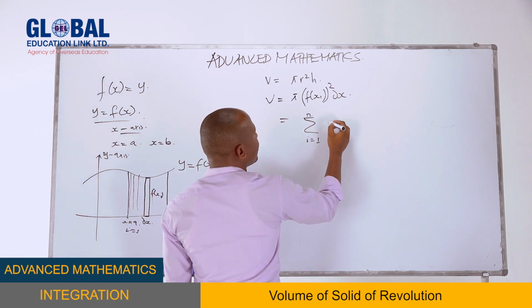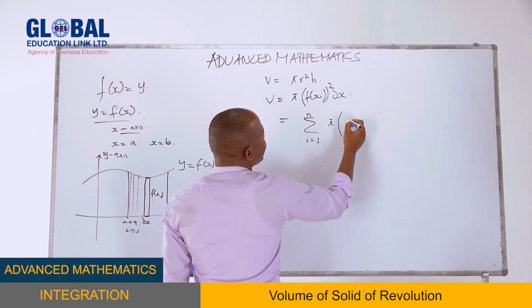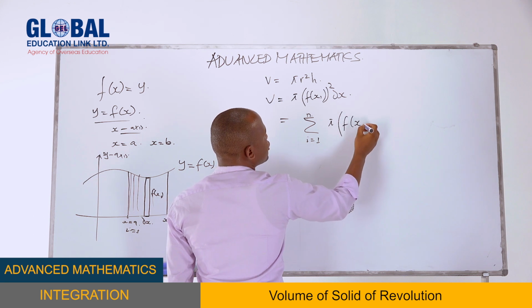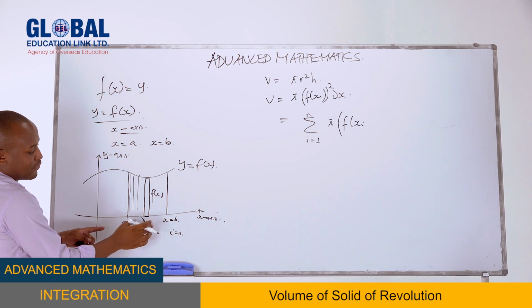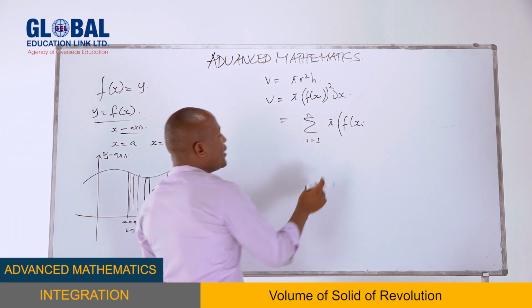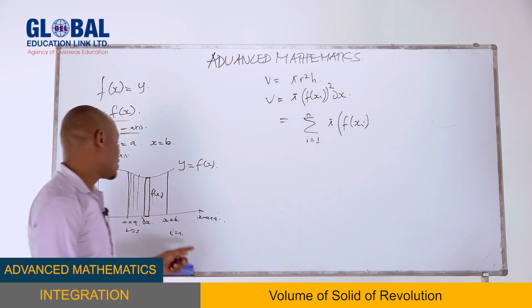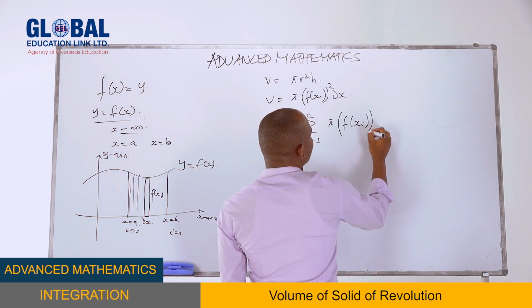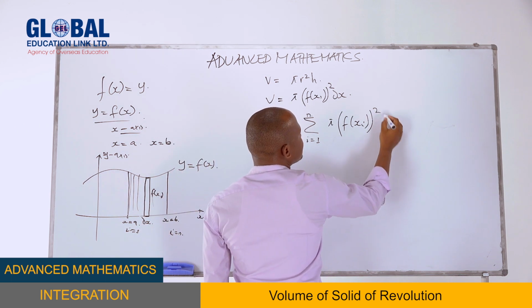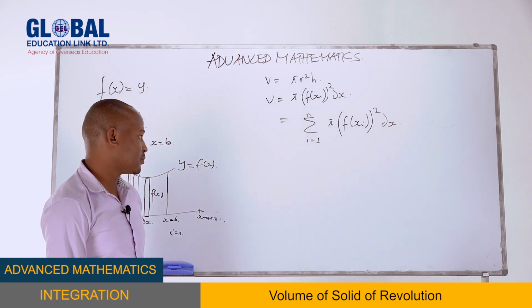That is to say, we have pi multiplied by f of xi, because as you know the values of x will be changing, and that will denote different values of the height as we go on. This will be squared, and all of those will be multiplied by dx.